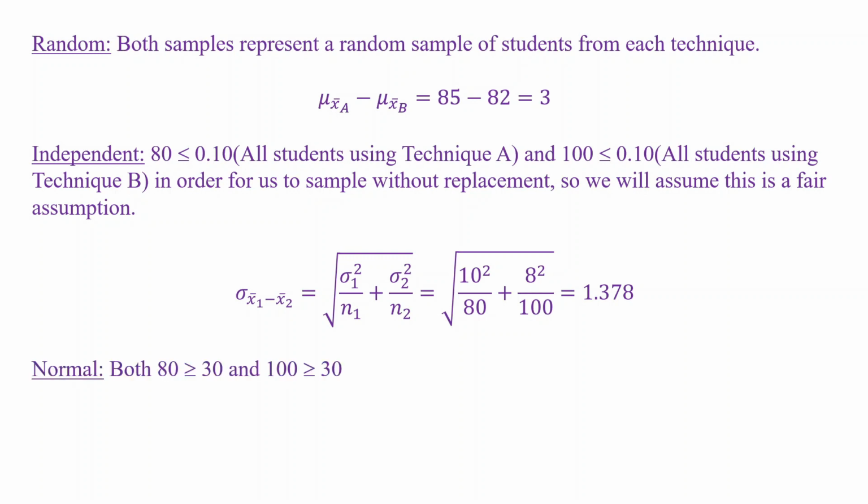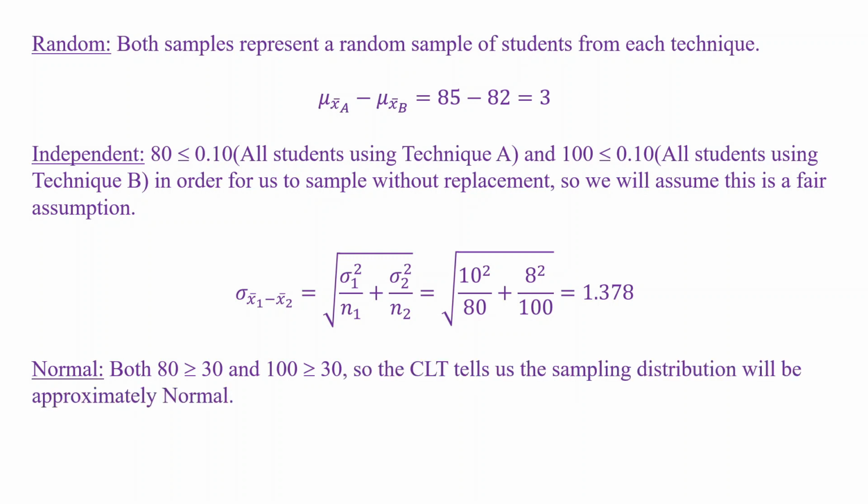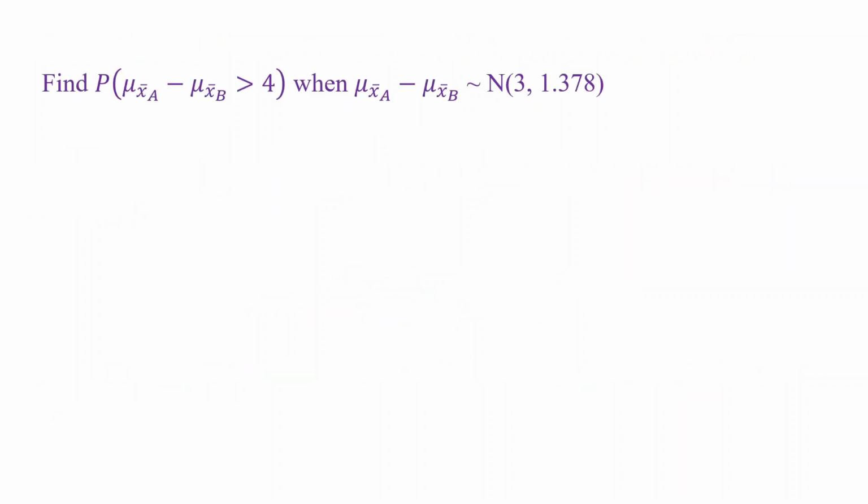The last thing we want to check is our normal condition. Now, we're not told anything about the distribution of scores. If the scores are normally distributed, skewed in any way, we don't know anything about the population. But luckily, both sample sizes are greater than 30, which means the CLT is going to tell us the sampling distribution will be approximately normal. Okay? We take a large enough sample size, the CLT, the sampling distribution, will be normal. So we have it. We have created our sampling distribution.